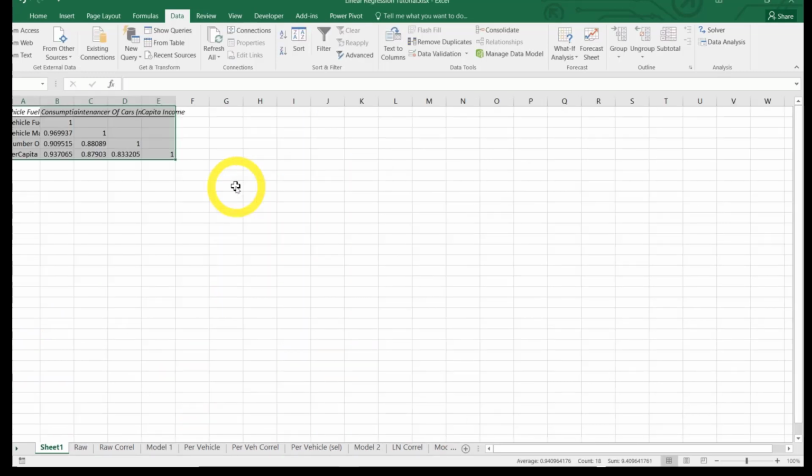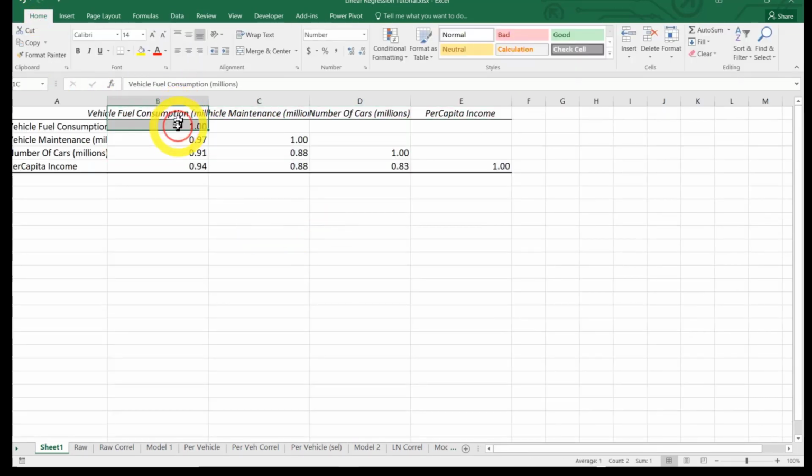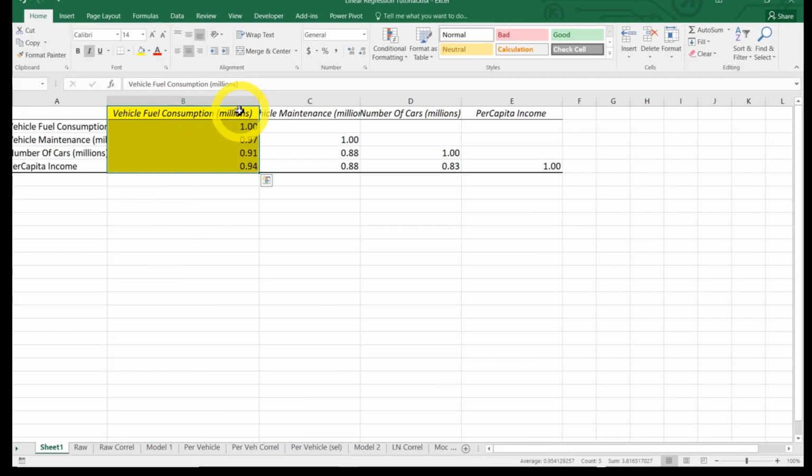And here we have the correlation matrix. Let's make this more readable. And the correlations that matter to us right now are these ones, because this shows how fuel consumption correlates with each one of its predictors. And you can see that the correlations are quite strong. Remember, 1 is perfect correlation, -1 is perfect negative correlation. They go in the opposite direction.